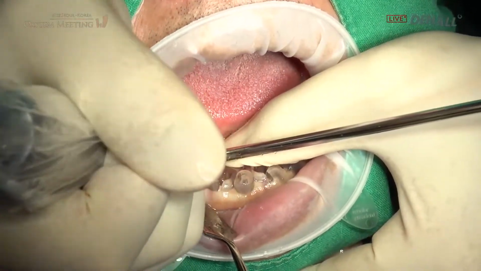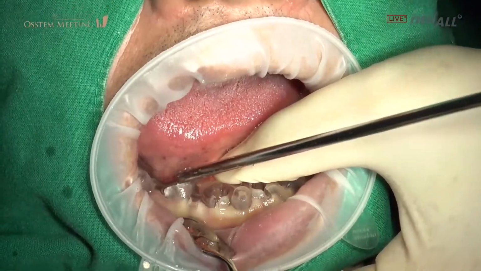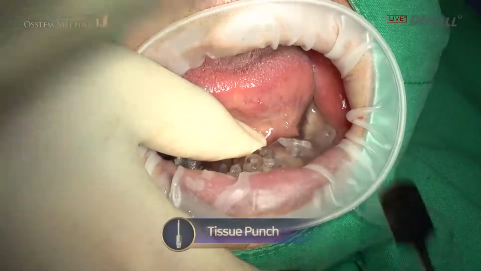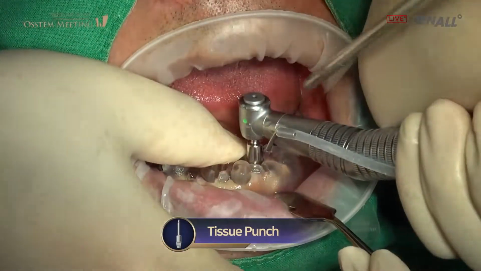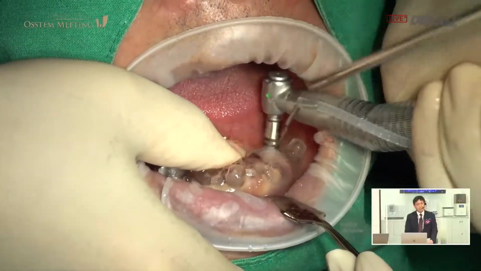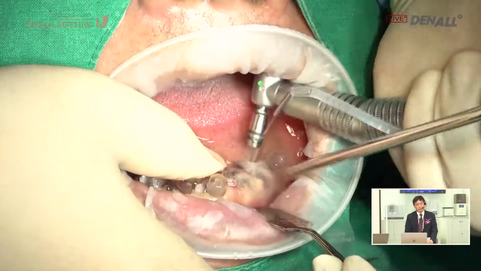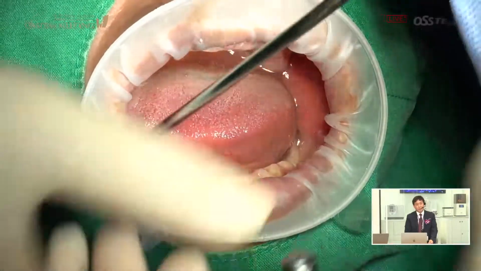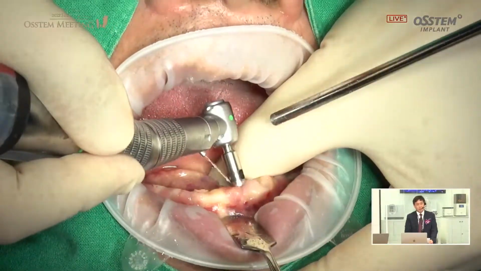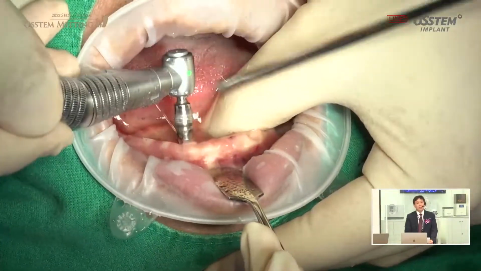Guide is not connected. Tissue punch is done. I'm going to make an indentation using the tissue punch. Before placing the anchor pin, the position is being checked.